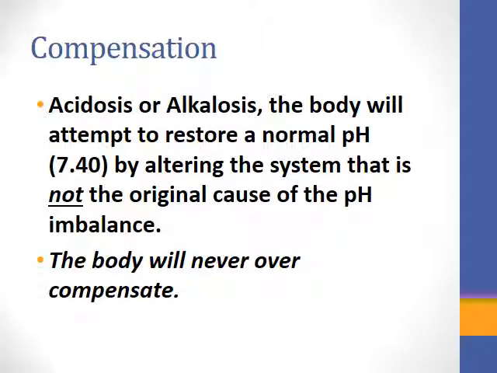So we always try to get back to a normal pH, which is 7.40, by altering the system that is not the original cause of the pH imbalance. Okay? And you need to know that your body will never overcompensate. It's a pretty amazing thing.